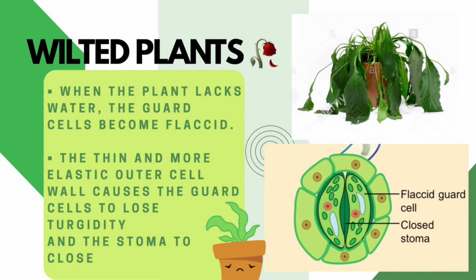For wilted plants, when the plant lacks water, the guard cells become flaccid. The thin and more elastic outer cell wall causes the guard cells to lose turgidity and the stoma to close.